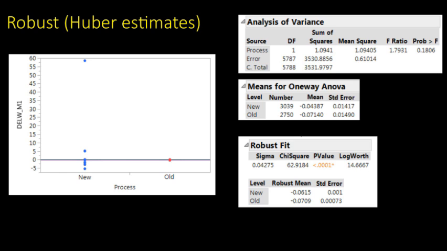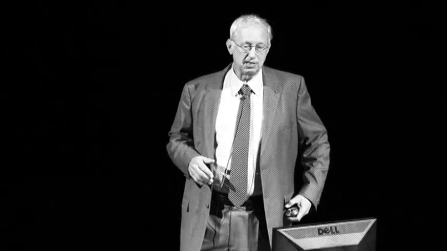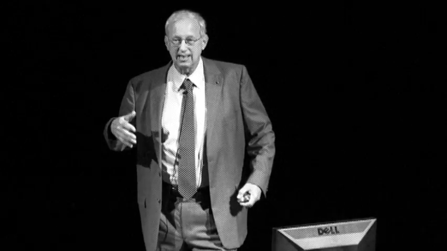If I did an ordinary test of means, I'd get a p-value of 0.18, not significant. But if I do the robust, my p-value is less than 0.001, highly significant. And the reason why is the standard errors of the means are different. Those outliers inflate the standard errors of the means, so it makes it difficult to detect significance.